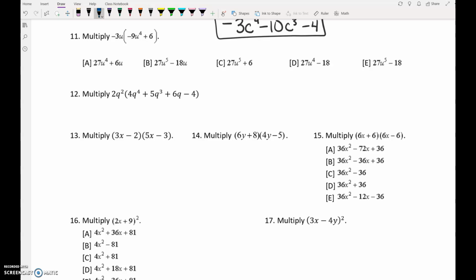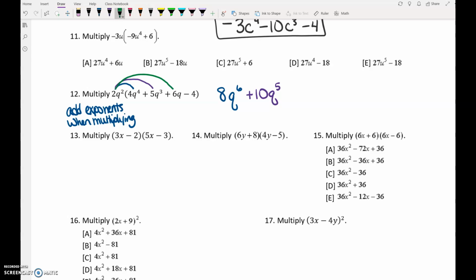So we are going to do 2q squared times 4q to the fourth. 2 times 4 is 8. Q squared times q to the fourth is q to the sixth. You add your exponents when you are multiplying. Then we have 2q squared times 5q to the third. 2 times 5 is 10. Q squared times q to the third is q to the fifth.